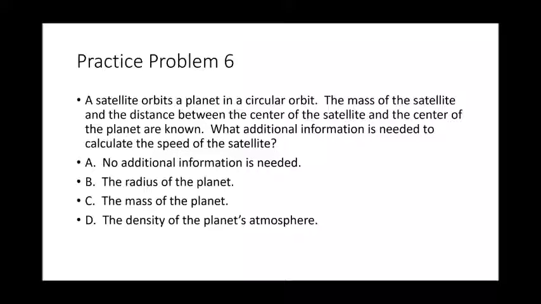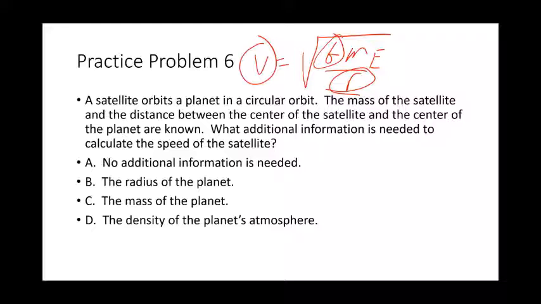So just like we saw in practice problem 5, we derived this equation for the speed of a satellite, in this case going around Earth. And the problem tells us that we know the mass of the satellite. We really don't need to know that. We know the distance between the center of the satellite and the center of the planet. That's what R is. We know the universal gravitation constant. So the only other thing that we need to know to find the velocity of that satellite is the mass of Earth, or the mass of the planet. In this case, we're assuming it's Earth. So our answer is going to be C.